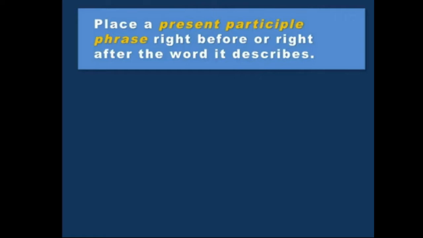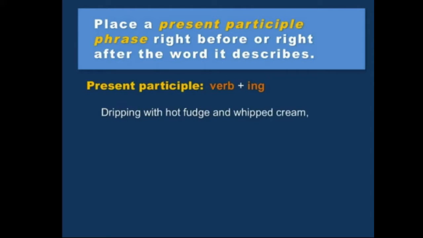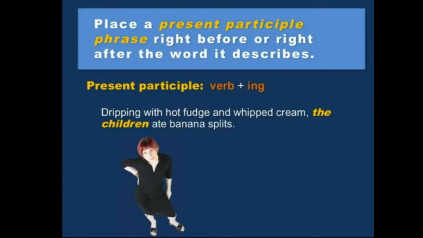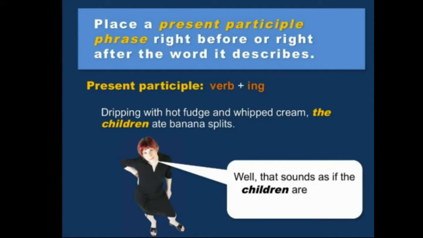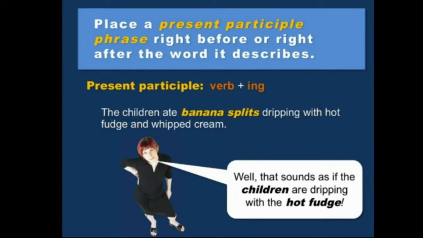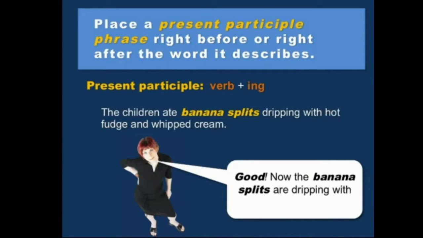So how do we properly place our modifiers? You're going to want to place a present participle phrase right before or right after the word that it describes. Well, what's a present participle? The present participle would be a verb with an -ing ending. For example, dripping with hot fudge and whipped cream, the children ate banana splits. But the children are not dripping with the hot fudge. The banana splits are. So you're going to want to put the present participle closest to banana splits. The children ate banana splits dripping with hot fudge and whipped cream.